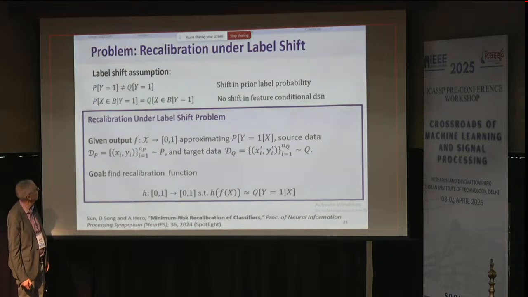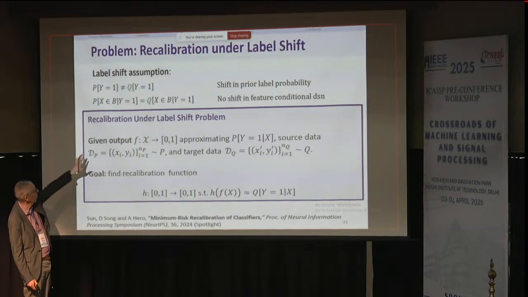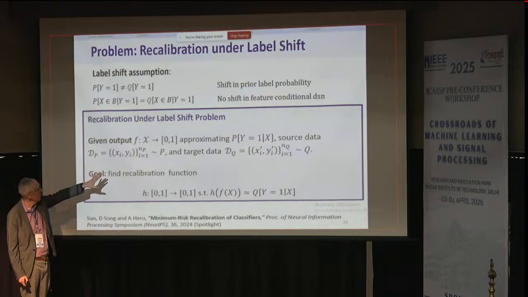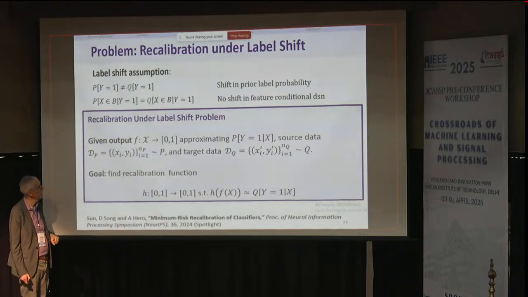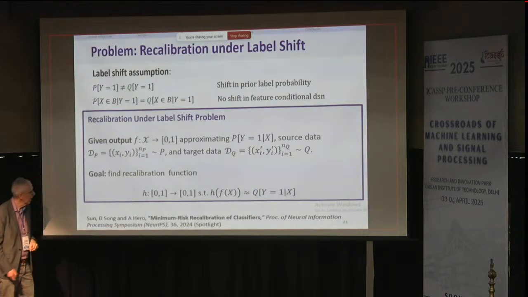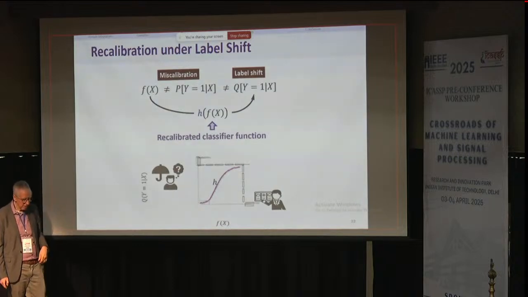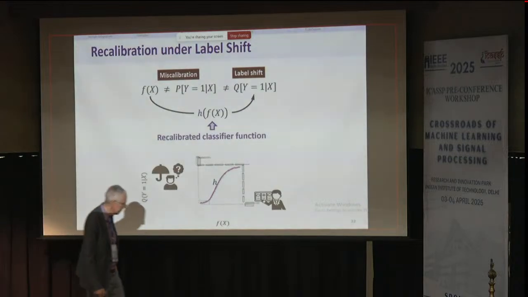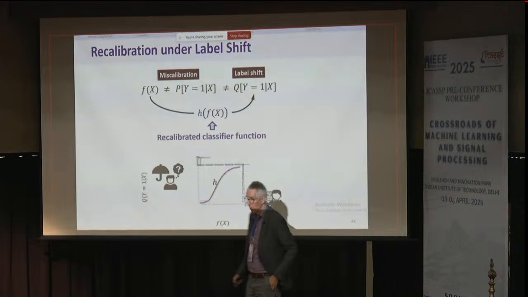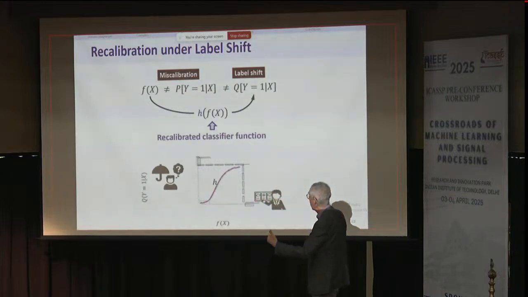All right, so we're going to assume, as I said before, there's no shift in the feature conditional distribution. We're just going to look at shifts in prior label probability. And then this is in addition to the issue that even if you have the correct label distribution, you may not have a good approximation to the posterior distribution at the output of the black box.